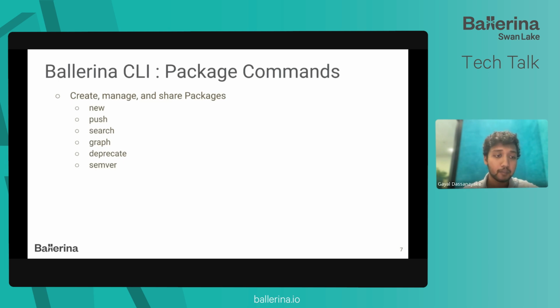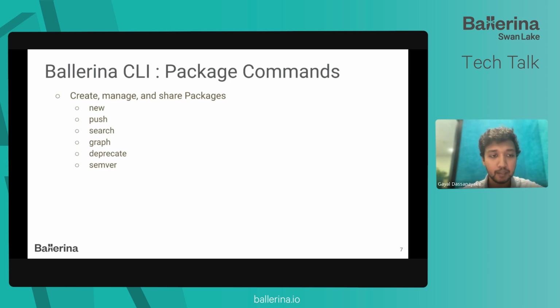We have the graph command, which is really helpful when you're trying to resolve any dependency resolution problems. We can just do a bal graph and it will print out the entire graph of dependencies, including all the dependency versions that we have picked and the interdependencies of each of these dependencies.